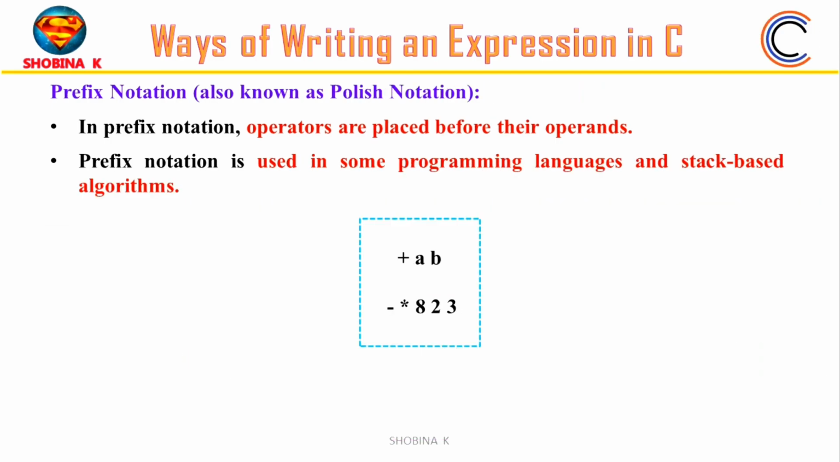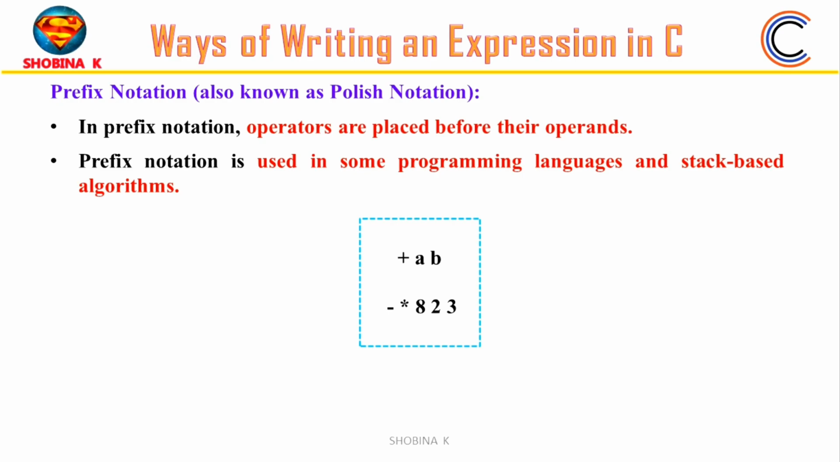In prefix notation, operators come before their operands. It is used in some programming languages and stack-based algorithms. Now look at this expression, plus AB, which means add the values of the variables A and B. Now look at one more expression. In this we subtract the product of 8 and 2 from 3.